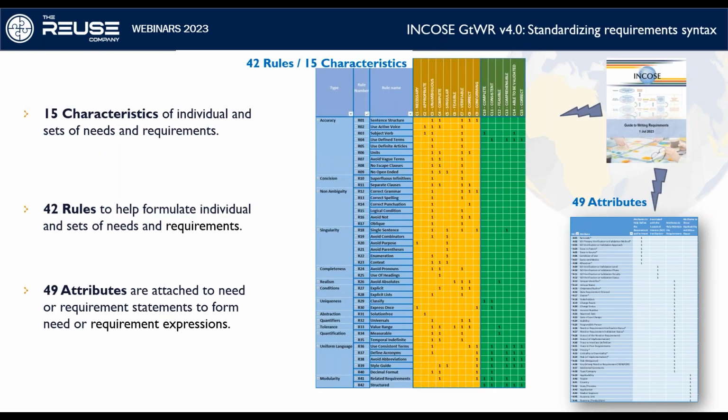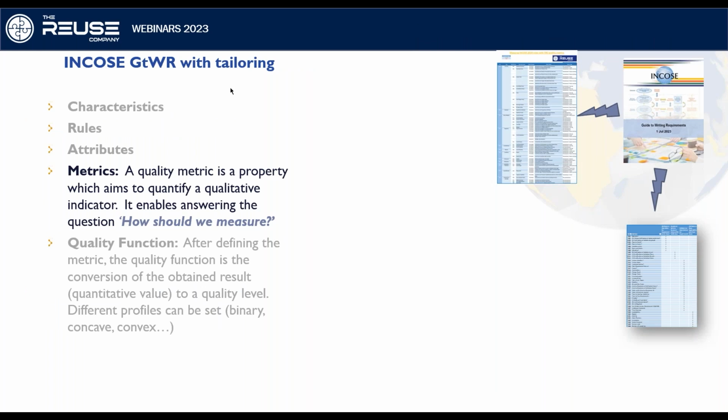So in the INCOSE Guide to Writing Requirements, if we come back to the verification of the requirements, we have different characteristics and rules. And when we would like to tailor the rules, the rules are usually qualitatively described. So I want to have atomic requirements, non-ambiguous, avoid vague structures. But what does that actually mean? So we need to measure those characteristics, and that's how we translate the rules into metrics. So we need to measure, and the measurement is only possible if we have data.